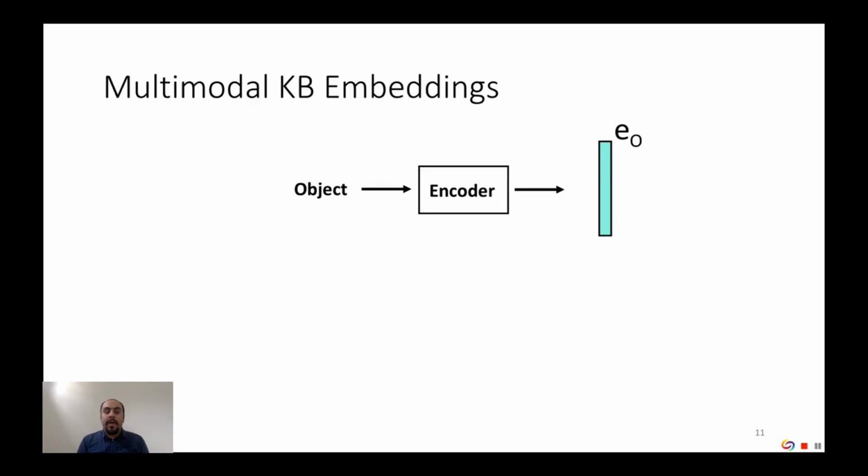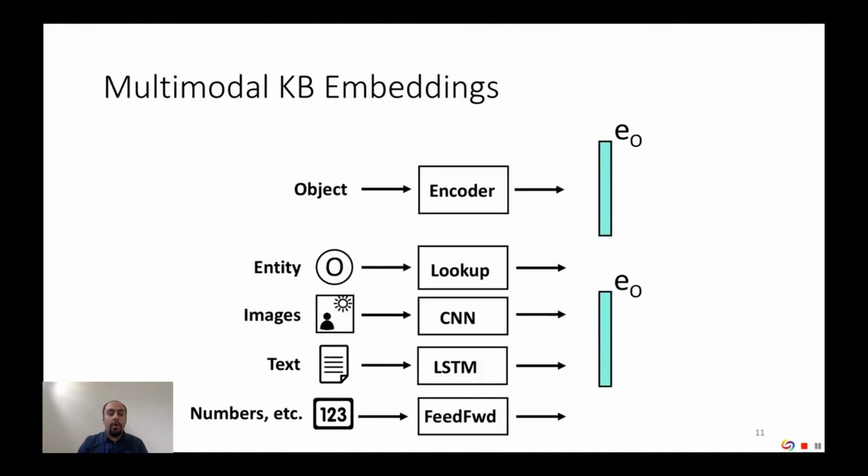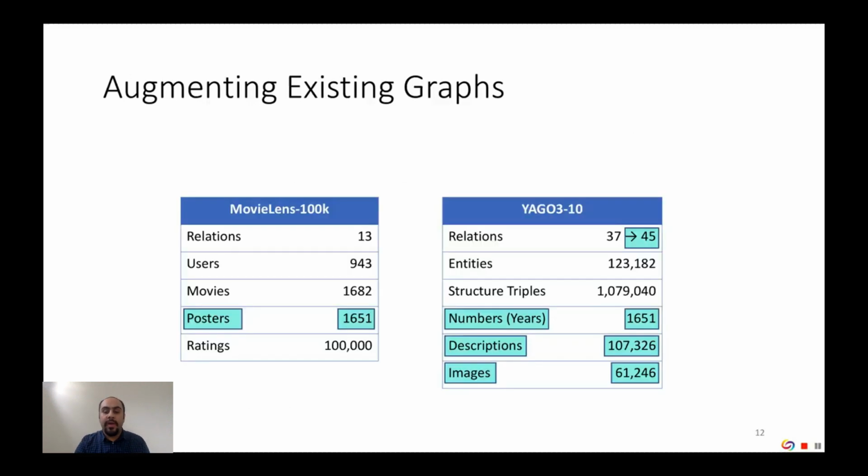Accordingly, for entities, we use a lookup layer. For images, we use CNN layers, for textual information, we use LSTM, and for numbers, we use a simple feedforward. Using these layers, we find a vector representing each one of these different types of object entities.